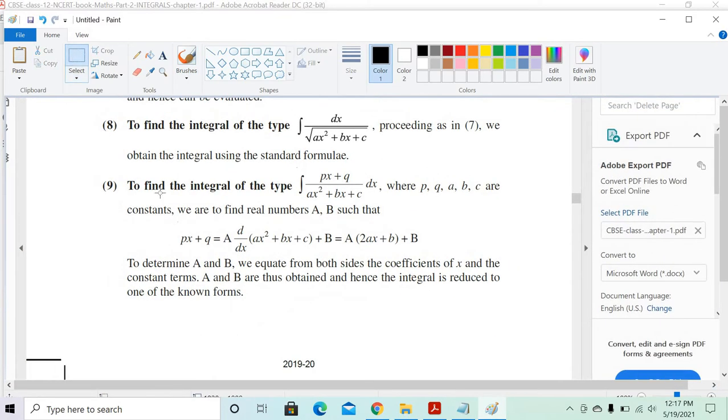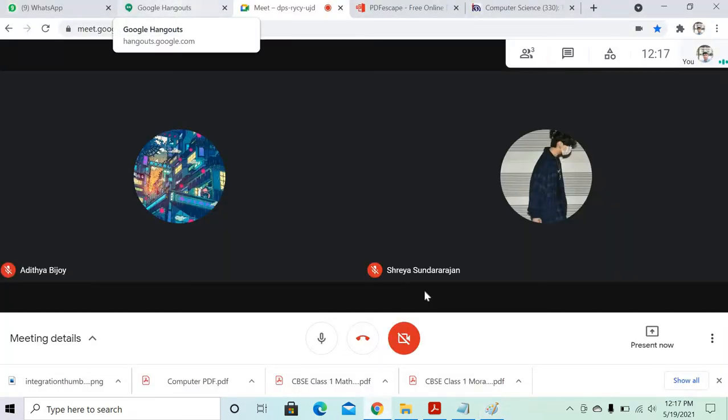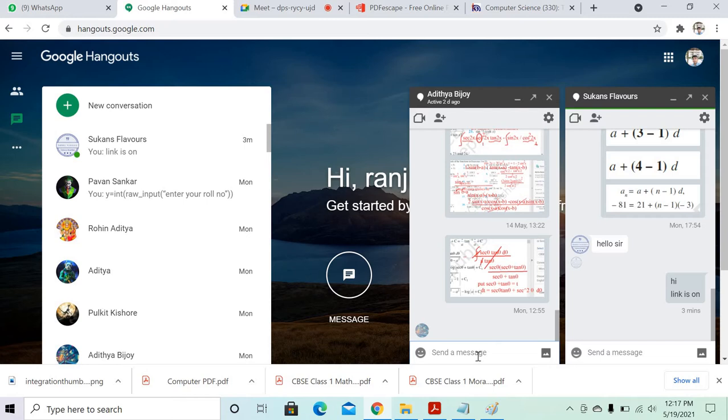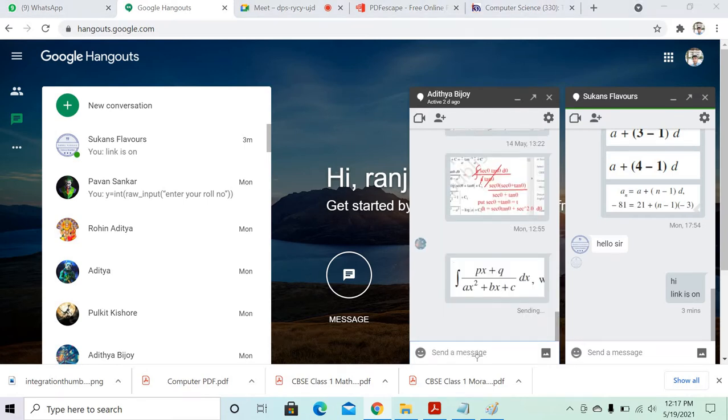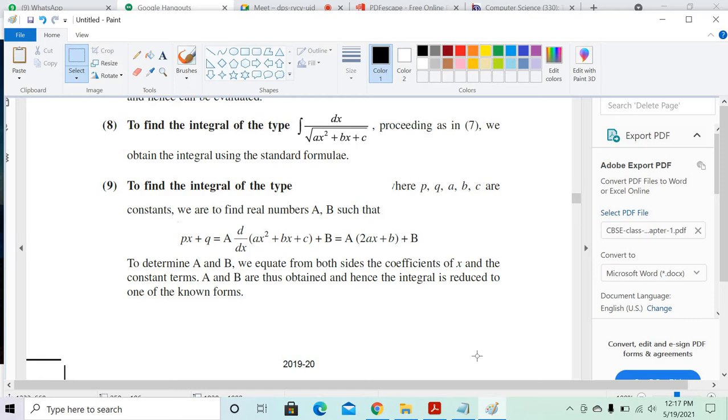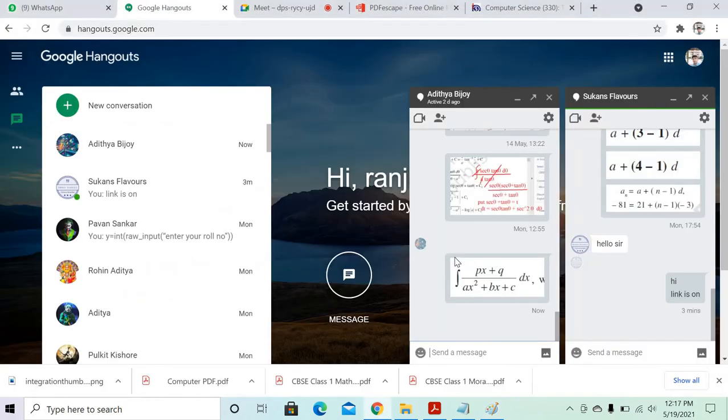Property number 9 is whenever the integration is in this form, that you need to work on that part. If this is in this form, that means the numerator is also a linear equation but the denominator is a quadratic equation. Then how will you solve it? So write down this part. Basically you just write down, then I'll explain to you what it means here.